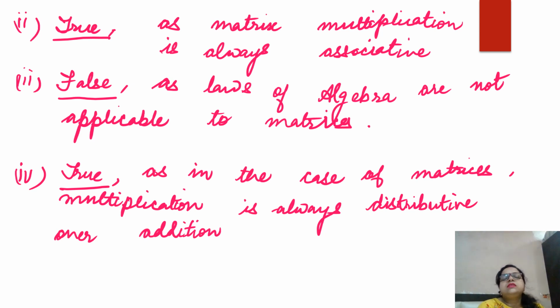Now the third one was (A plus B) the whole square is equal to A square plus 2AB plus B square. False, as laws of algebra are not applicable to matrices. Now the fourth one is again true, as in the case of matrices, multiplication is always distributive over addition. A into (B plus C) is equal to AB plus AC. True, as multiplication is always distributive over addition.